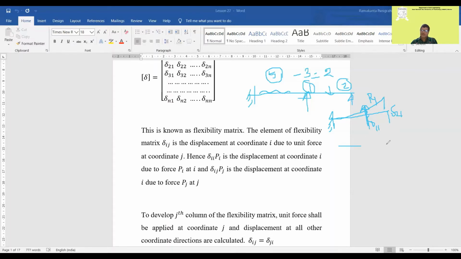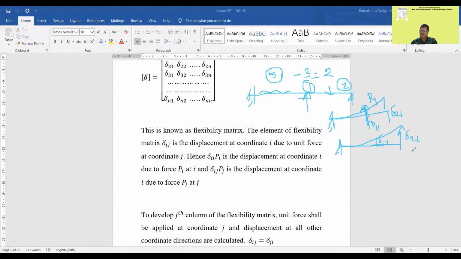Similarly, we apply force at coordinate 2. If I apply force here, the deflection will go like this way. Now this will be delta 1 2, and this will be delta 2 2. Are you able to understand? This is how we find the flexibility matrix.